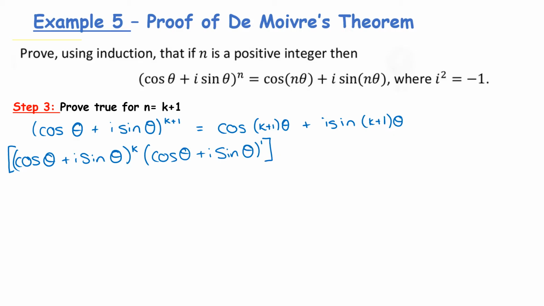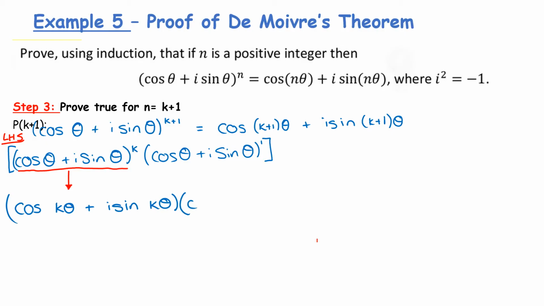Now we've already worked out that this part here. There's a lot going on here, so I'm just going to work the left hand side for a minute. So we've already said that this is cos of k theta plus i sine k theta, and we have cos of theta plus i sine theta. So we're going to multiply out these two brackets. It's not particularly nice, so really do take care.